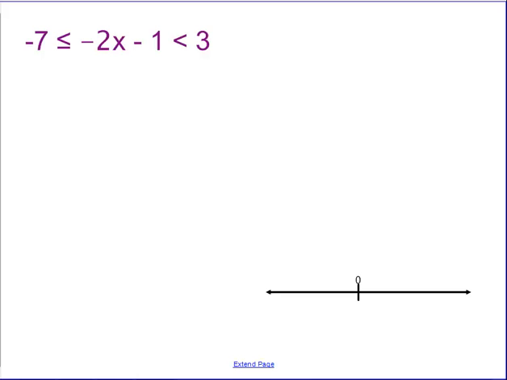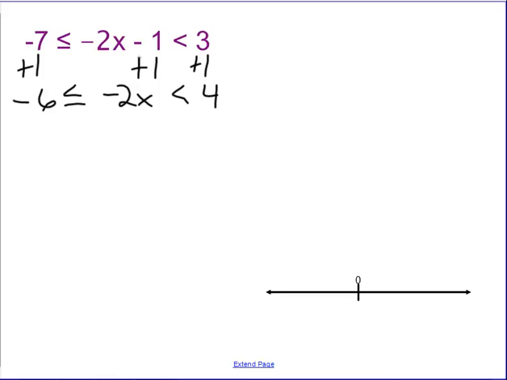Last example is probably the most difficult because it takes all the different things we've talked about in this video. To isolate the variable, we first would use the cover-up method and see that we need to add 1 on both sides of the inequality, and that means 3 different times for a compound inequality. This gives us negative 6 is less than or equal to negative 2x, which is, of course, less than 4.